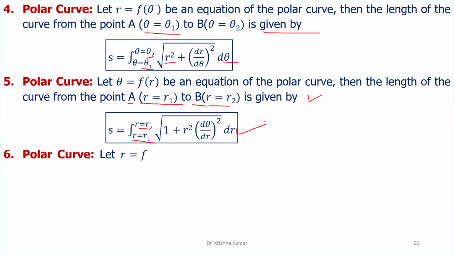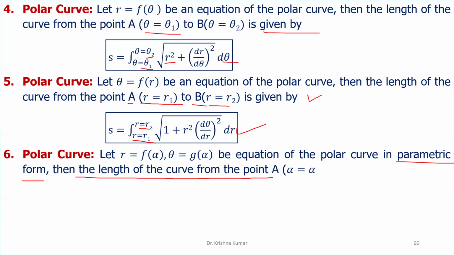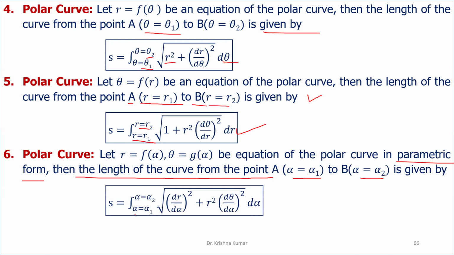Similarly, if the polar curve is like that, r equal to f of alpha, theta is equal to g of alpha, means this is the parametric form of the polar curve. Be an equation of polar curve in parametric form, then the length of the curve from the point A, alpha equal to alpha 1, to B, alpha equal to alpha 2, is given by s is equal to integration under the limit alpha is equal to alpha 1 to alpha equal to alpha 2 of root over (dr/d alpha) whole square plus r square (d theta/d alpha) whole square. So these are the different formulas to calculate the rectification of curve.